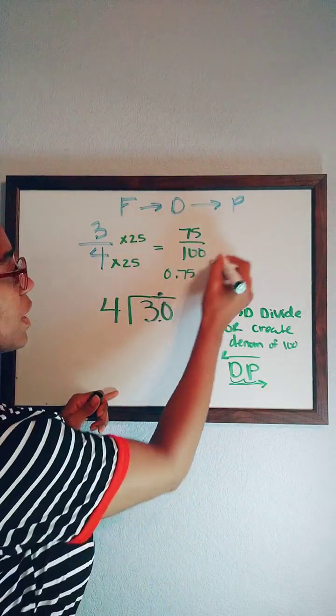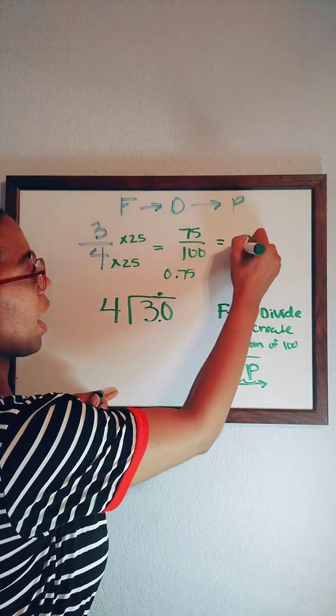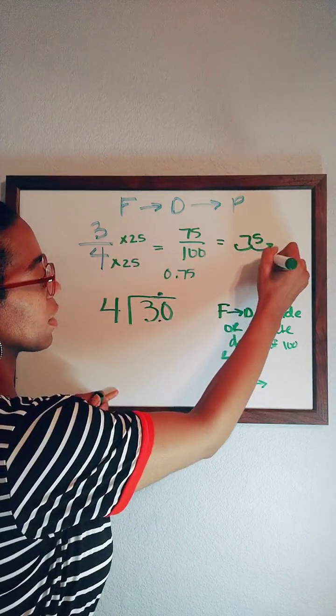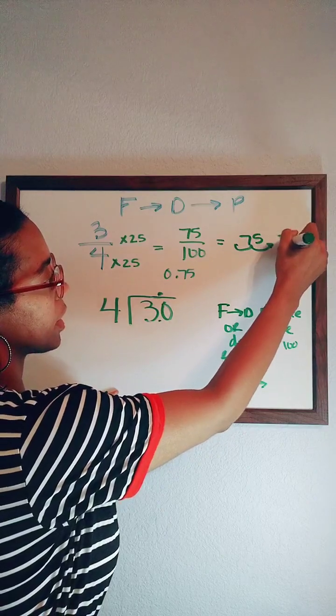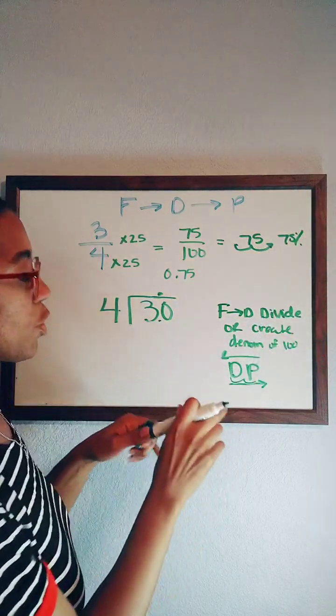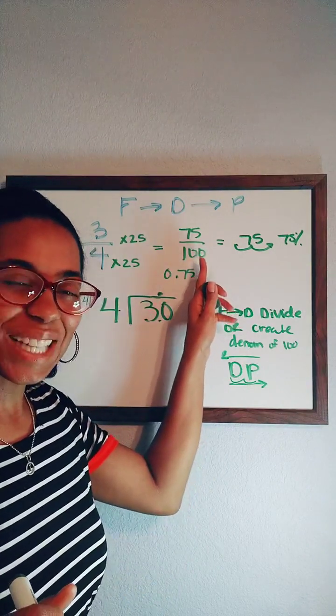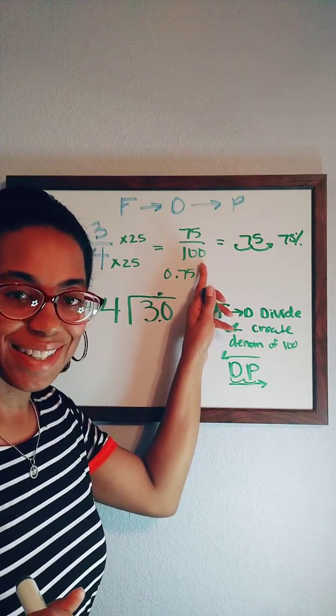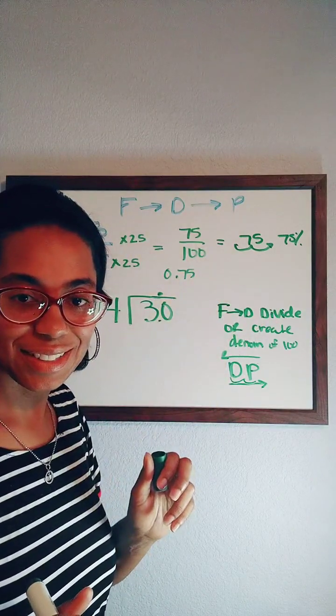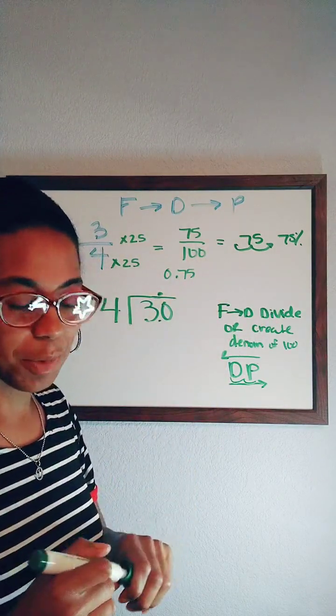Yep. And then like you said, if I have 0.75, I'm going to move it twice to the right. And that's going to be 75%. Which you also know that percent is always out of 100. So anything that's on top of 100 is going to be a percent.